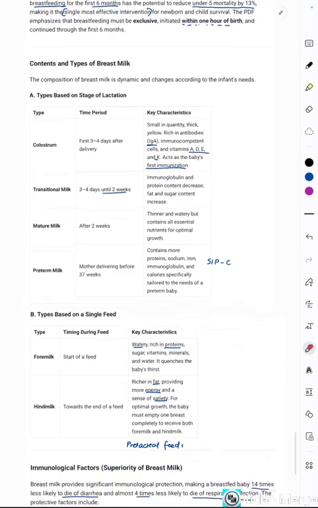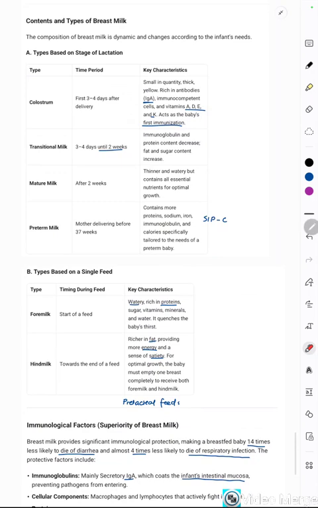Now, the types of the breast milk. Types based on the stage of lactation. The first is the colostrum. So colostrum is found in the first 3 to 4 days after delivery. It is small in quantity. It is yellow in color, rich in antibodies, immunoglobulin A. Then it consists of fat soluble vitamins like A, D, E, and K, and it acts as the first immunization for the child.